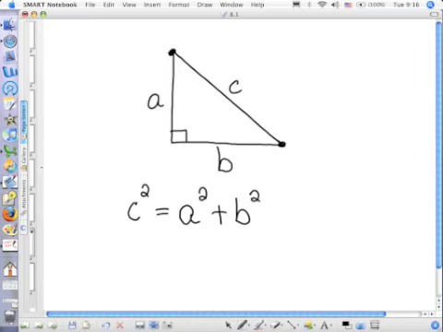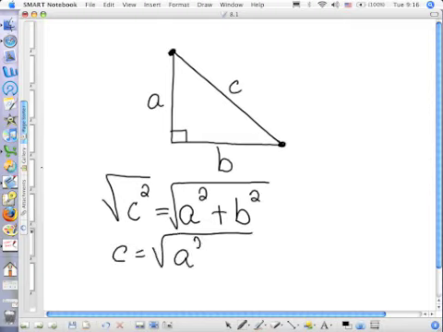If I wanted to get C by itself from this formula, what would I do to both sides of the equation? You would take the square root because C is being squared, and that's how you undo it. All right, so if you take the square root of both sides, we say that C, which is the length of this segment, or the distance between those 2 points, is equal to the square root of A squared plus B squared, correct?